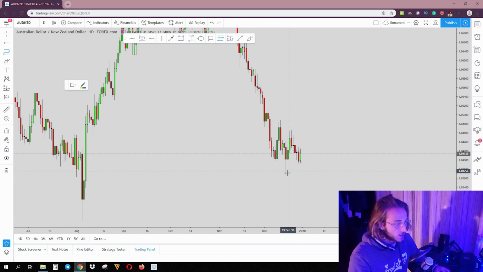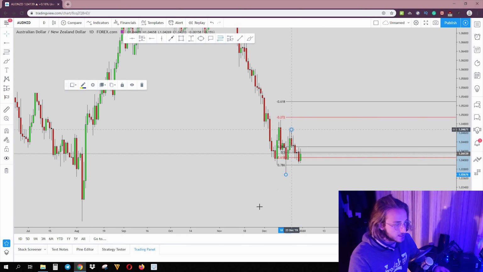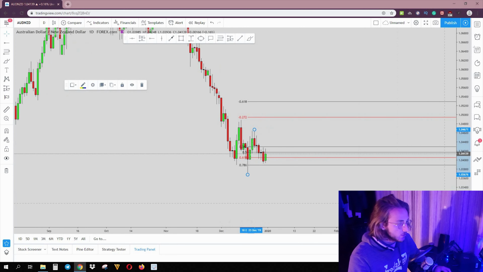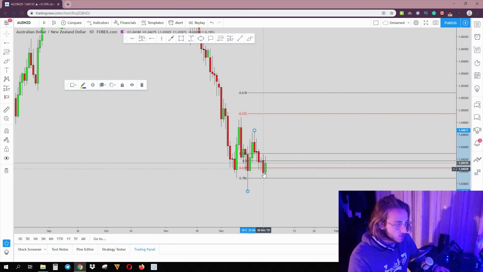Now, if we take our Fibonacci from the low to the high of this daily impulse, you can see that overall the market seems to have created a fake breakout of the 61.8, but keep in mind that this daily candle hasn't closed yet. So you don't know if this candle will close like this or not.